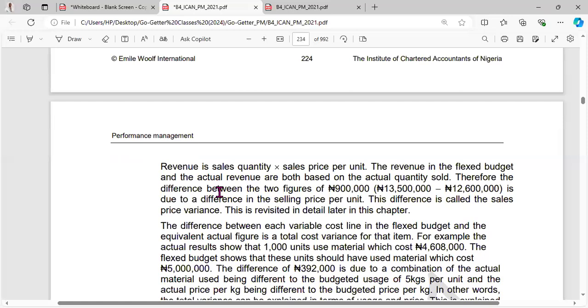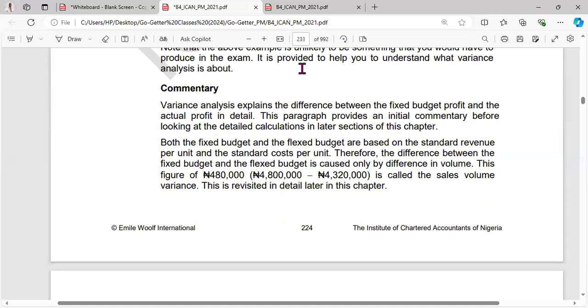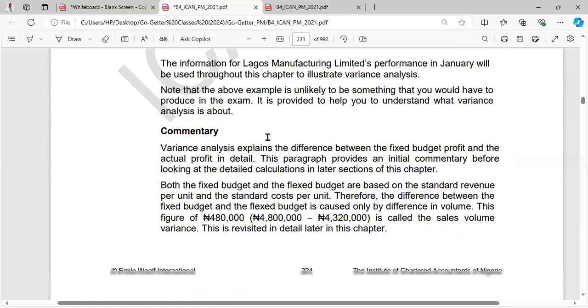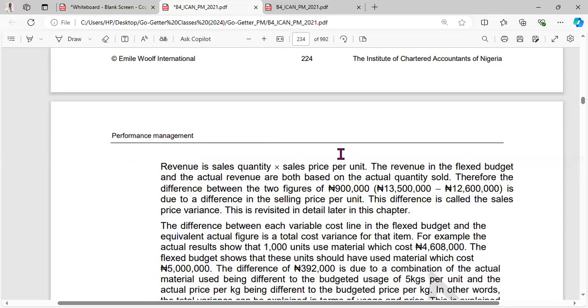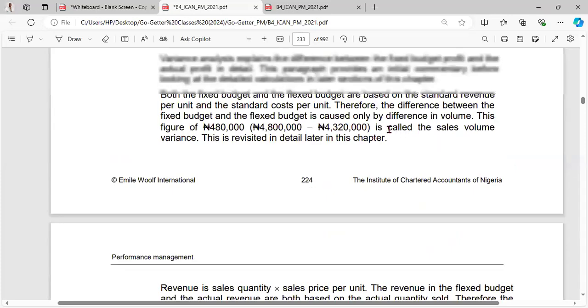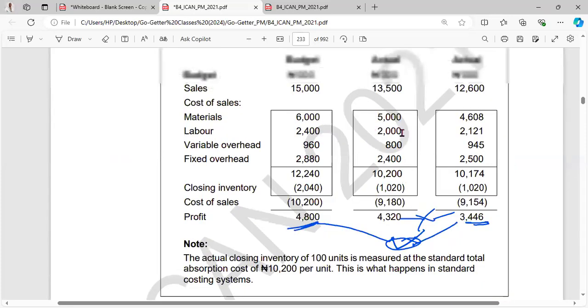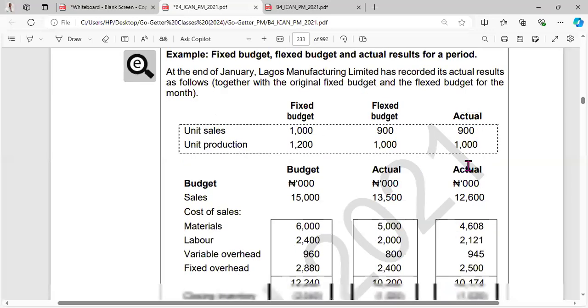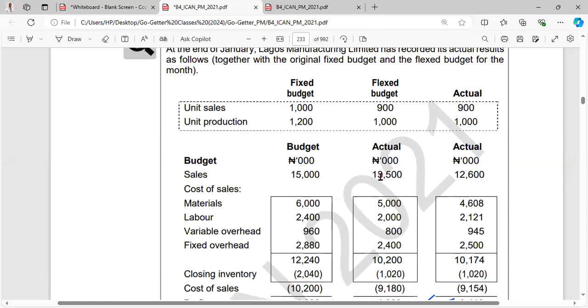Okay? So for sales volume variance, you are looking at the flexed and the budget. You get your sales volume variance here. Then when you look at sales price variance, you're looking at actual here, flexed and actual, because they are based on actual quantity sold. That means the price. So if there is a difference, it's because of price, because it is the same 900 that was sold.